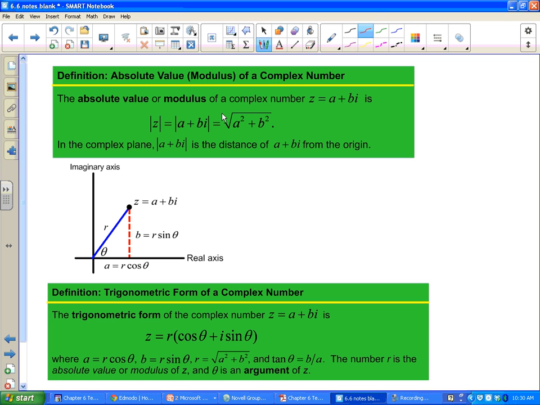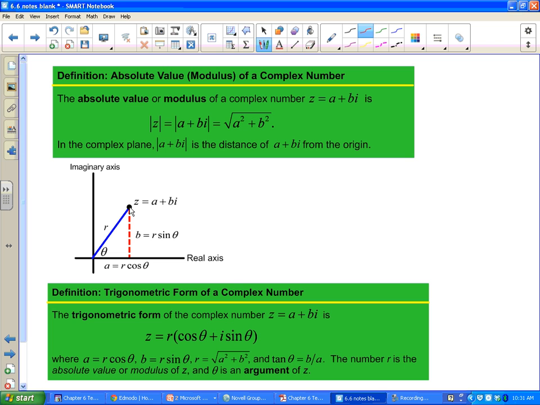This should seem really familiar from vectors, when we talked about the magnitude of a vector and used absolute value bars, and we ended up doing this right here if it was in component form. It's going to be really similar to that. What is happening is that in the complex plane, the absolute value, or the modulus, of your complex number is the distance of that point from the origin. So here we have a picture. We've got the real axis and the imaginary axis, and we're just focused on the first quadrant.